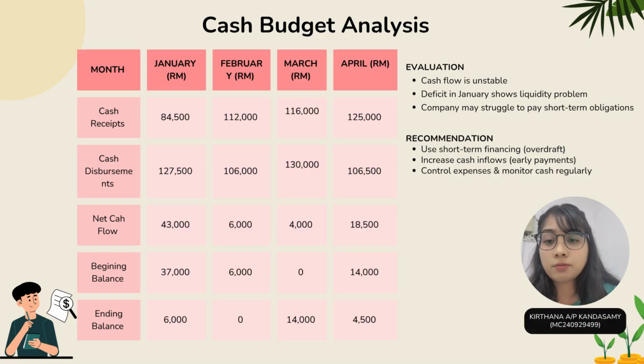In January the company spent more than it earned, which caused a negative cash flow. So this shows that the company has a cash flow problem and might struggle to pay short-term expenses. To improve this, the company can borrow short-term money like an overdraft, try to collect payment earlier, and control spending more carefully. In conclusion, even though the income is increasing, the company needs better cash management to stay stable.